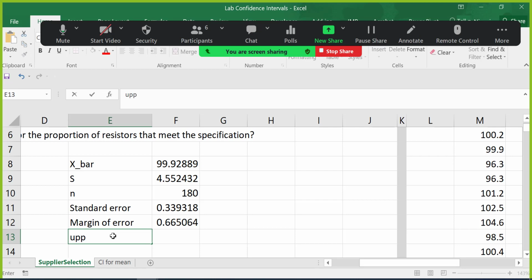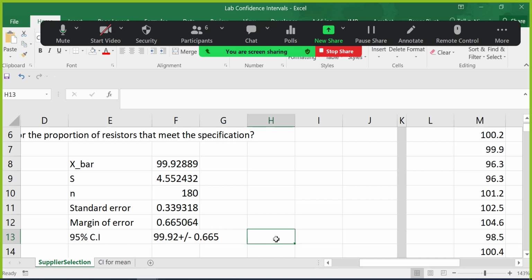So the 95% confidence interval is x bar, which is 99.92, plus minus 0.665. So this is the confidence interval.